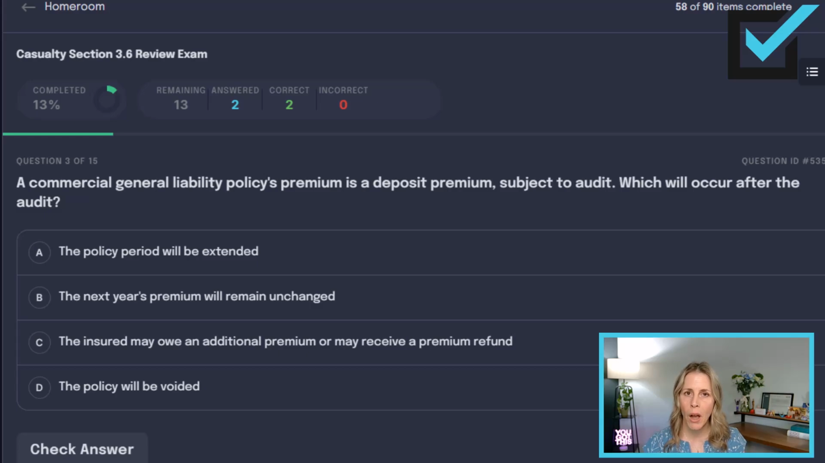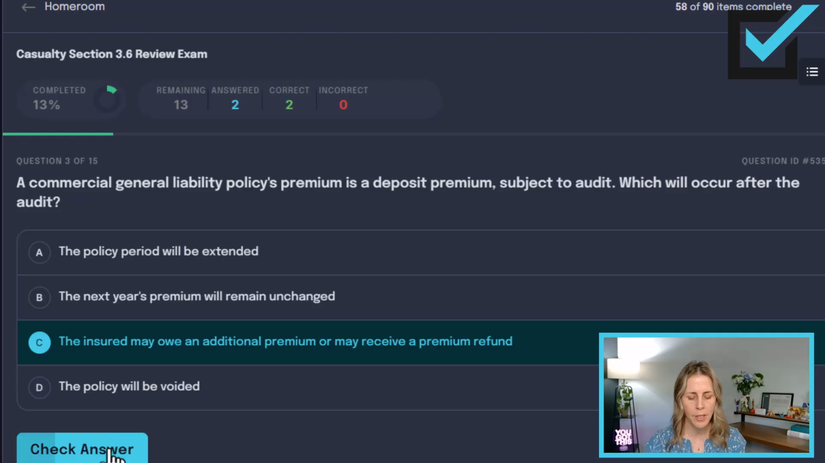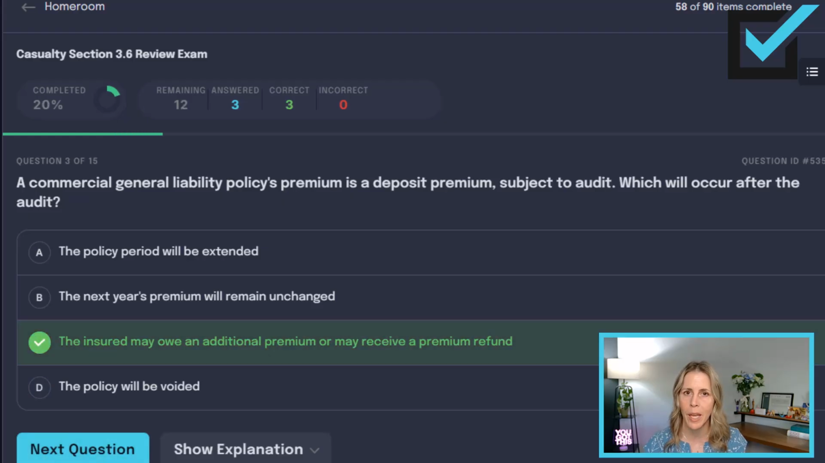So the premium paid on a CGL is a deposit premium only. The insurer will audit the company's books and records to determine how much the premium should have been, and the insured may owe an additional premium or may receive a premium refund. That would be the first named insured.